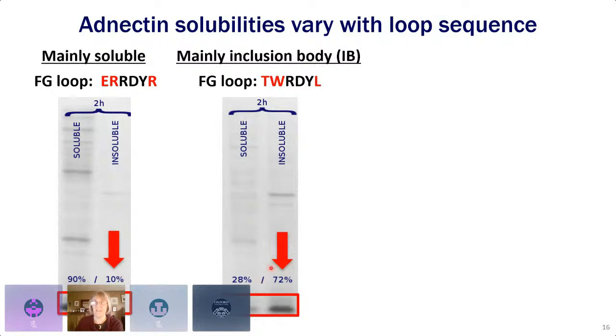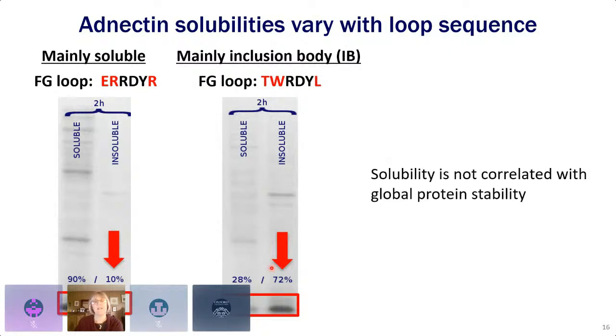So that's interesting. Now this is in a solvent-exposed loop, and we found that this solubility was not correlated with global protein stability. The melting temperatures of all these variants are typically over 70 degrees. It's a very stable protein. So then we looked more at what the loops are doing.